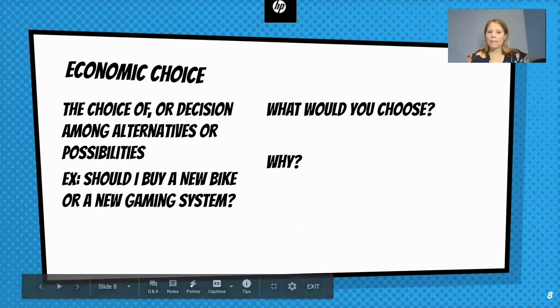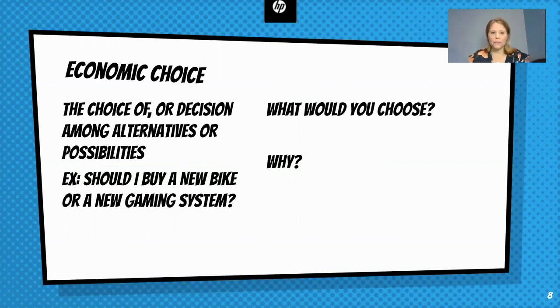I'm going to give you an economic choice to try out on your own. Go ahead, grab your pencil and your notebook paper, and I want you to think to yourself, between these two things, a new bike or a new gaming system, what would you choose?